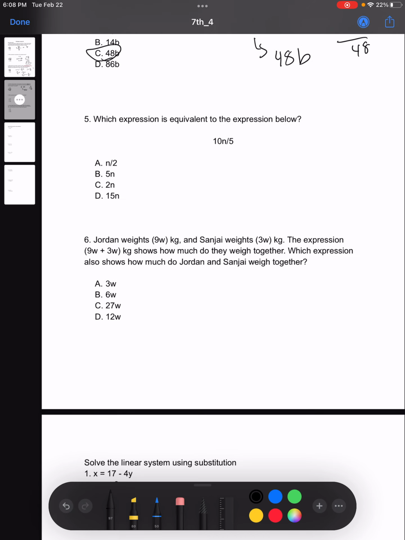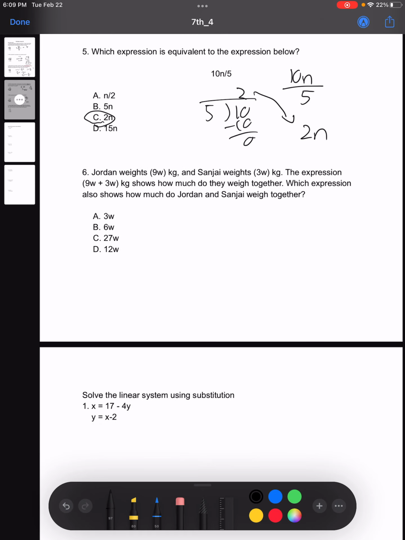For number 5, which expression is equivalent to the expression below? We have 10n over 5. Again, all we need to do is divide the two non-variables, and we know 10 divided by 5 is just 2. This means our answer would be 2n, which means it is C.